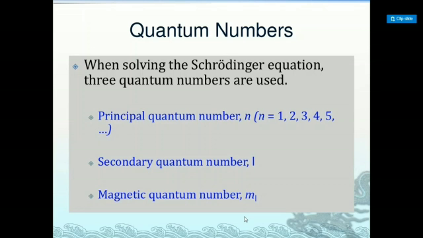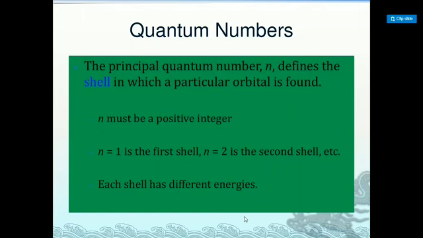Students, here the term is orbital, not orbit. Orbit means the limitation of the electron where it is possessed, but orbital means the orientation of the electron where the electron revolves around the nucleus. So there are 3 types of quantum numbers which I explained, and they are given in this portion. You can see properly. The principal quantum number n defines the shell in which a particular orbital is found. N must be a positive integer. N is 1 the first shell, n is 2 the second shell. Each shell has different energies.